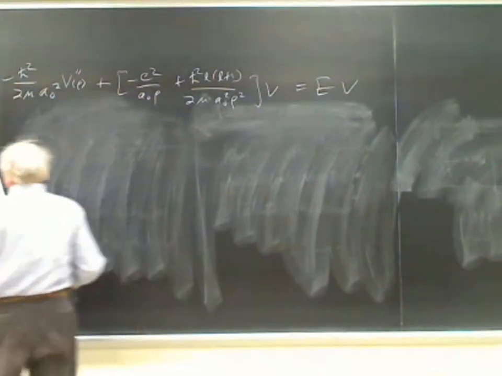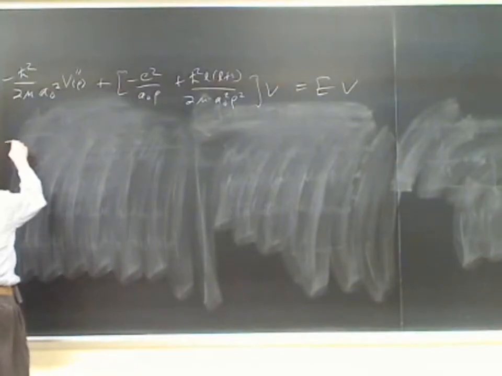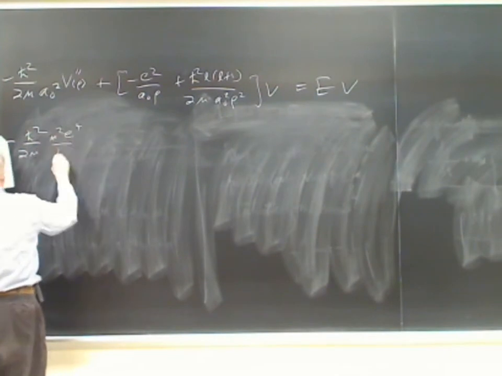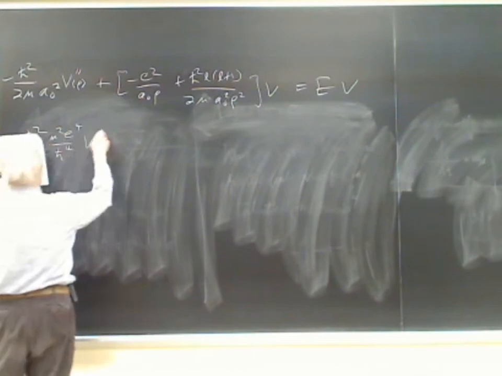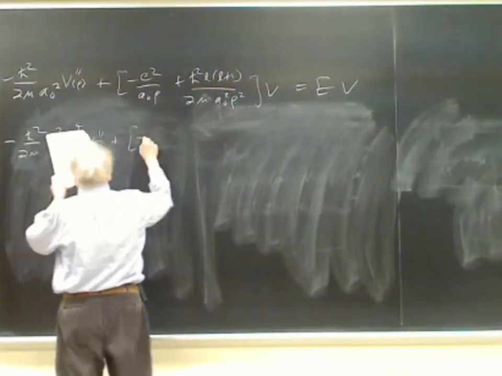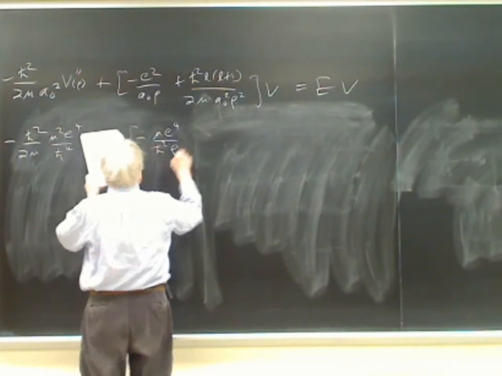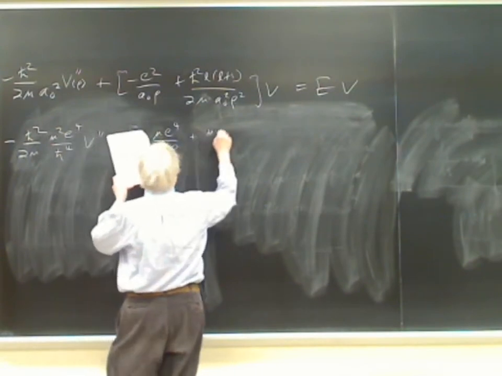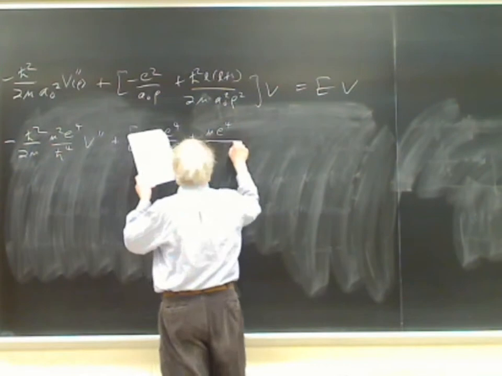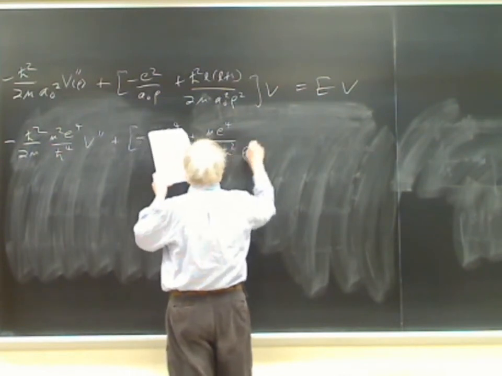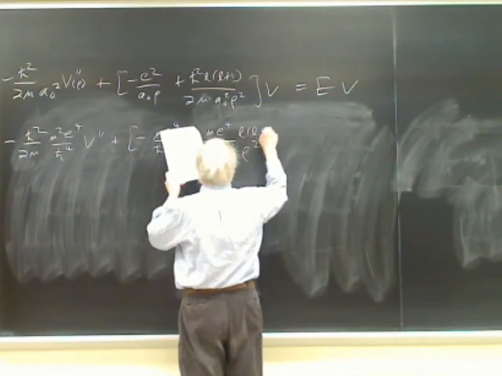All right, so what happens here is we have minus h bar squared over 2 mu, mu squared e to the fourth over h bar to the fourth, v double prime, plus minus mu e to the fourth over h bar squared rho, plus mu e to the fourth over 2 h bar squared rho squared l plus 1.